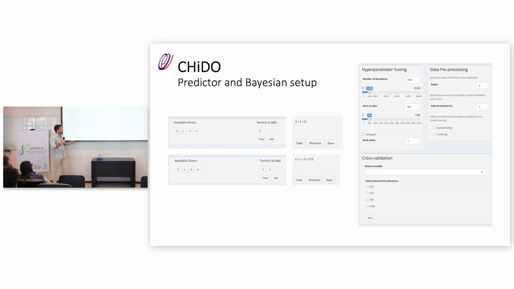After that, we will set the hyperparameter tuning because this is a Bayesian framework, so we need a number of iterations to make the model converge, and we need a burn-in rate to remove the first iterations, which are kind of random. So we need to remove them to account for the random effect that we have at the start of an iteration. We can also filter markers here.